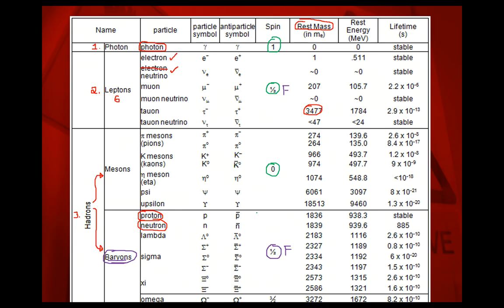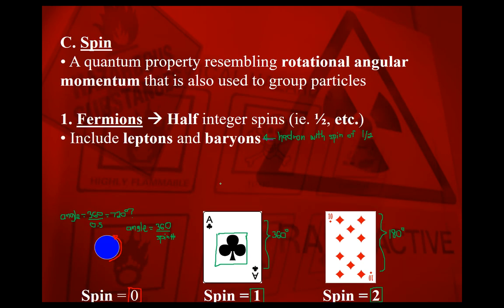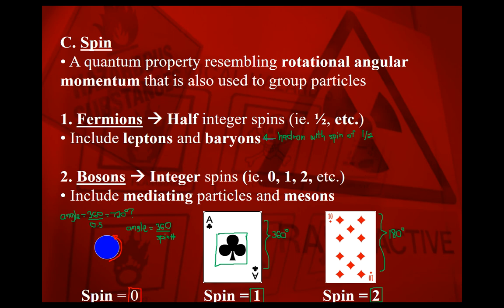Okay, so what's a meson? Let's go back here now. Photon is a mediating particle, so that would fall into the category of being a boson, B. And a meson is just a hadron that has an integer spin to it. So this would also fall into the category of being a boson. Okay, so meson would be hadron with an integer spin.